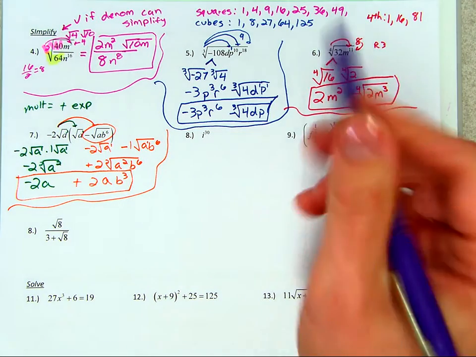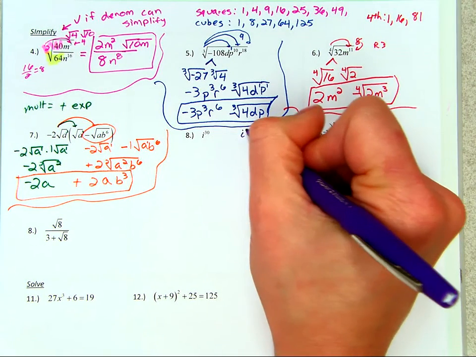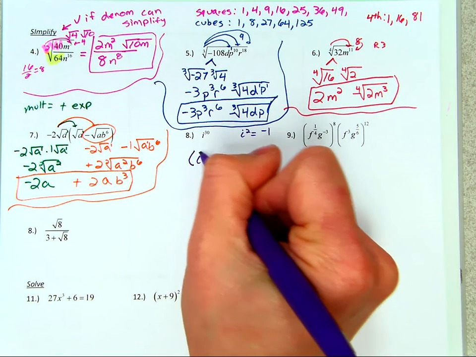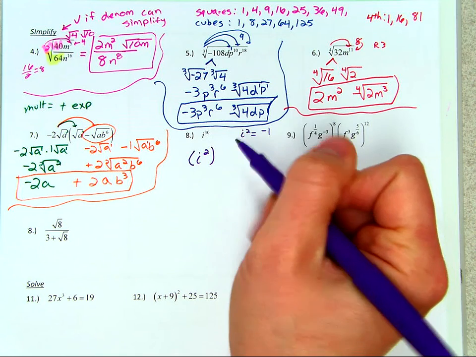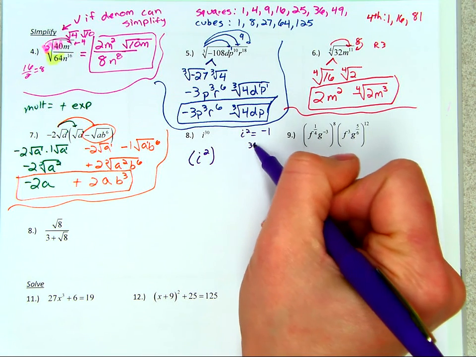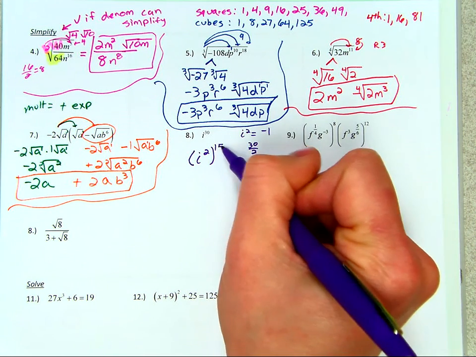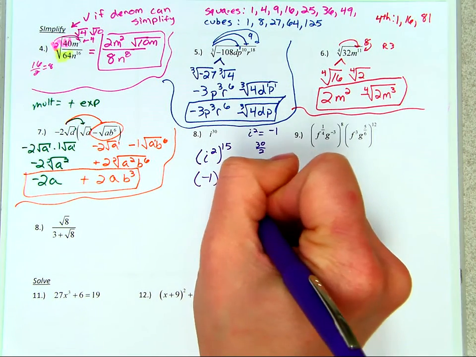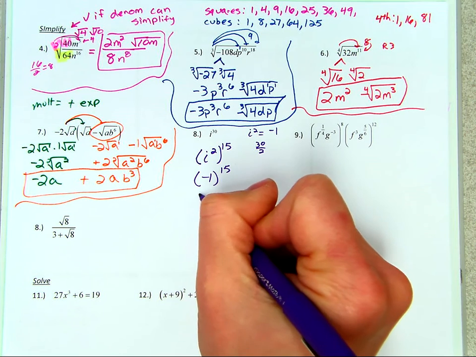Now we're getting into the i's, so you've got to remember that i squared equals negative 1, so I want this in terms of i squared. So how many i squareds would it take to get to 30? Well, the easiest way to do that is to divide and say it would take 15 i squareds. So this tells me negative 1 to the 15th power, and negative 1 to the 15th power is negative 1.